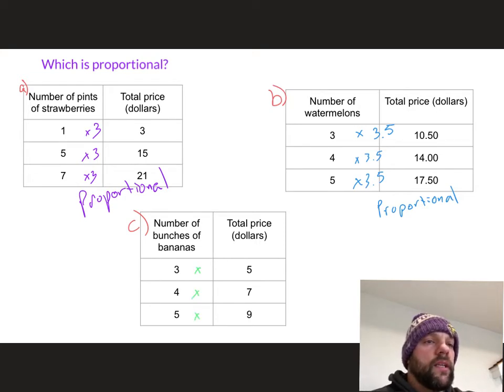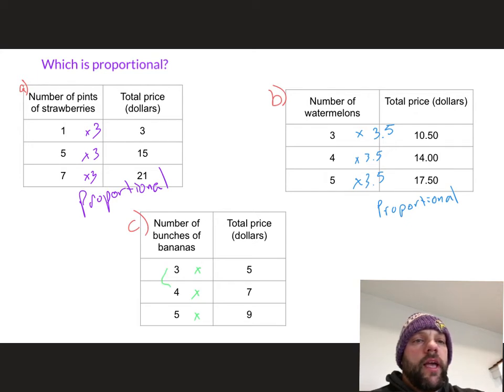And 4 times what takes me to 7? Nothing very nice. 5 times what takes me to 9? Nothing very nice. It'd be more of a decimal, so it's not going to be quite 2. So all of these are like 1 less than 2 by multiplying it by 2.